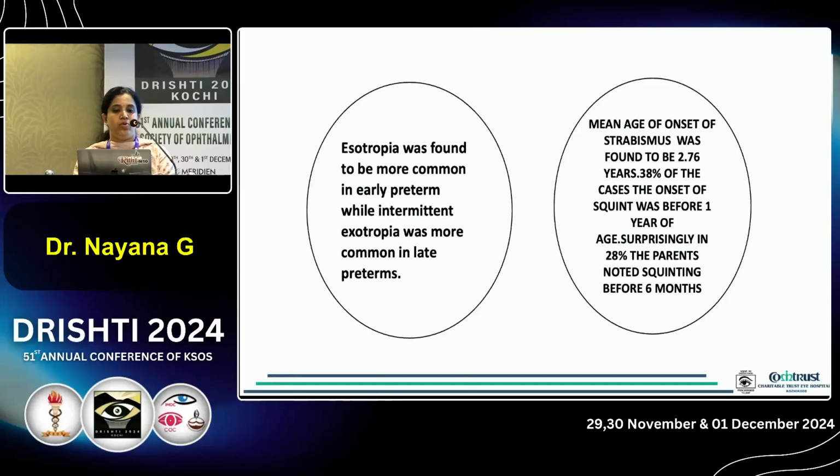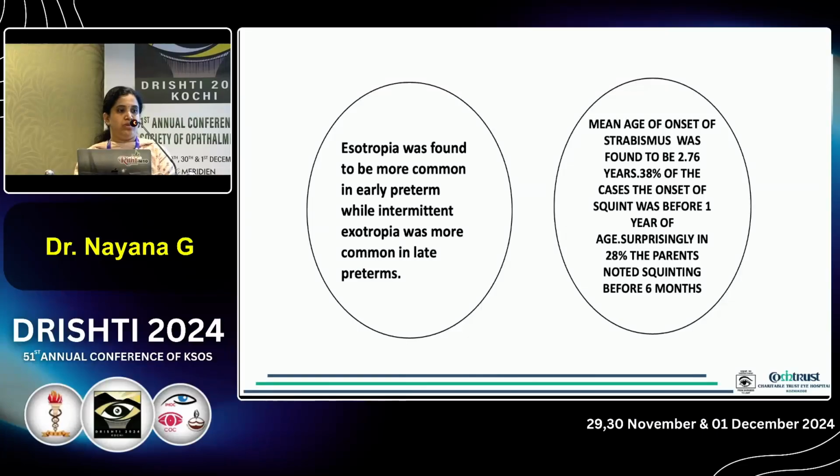We found esotropia to be more common in the early preterm, while intermittent exotropia was more common in the late preterms. The mean age of onset of strabismus was found to be 2.76, and to our surprise, in about 38% of the cases, the onset of squint was before 1 year of age.